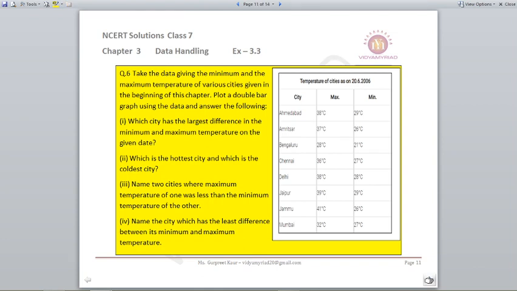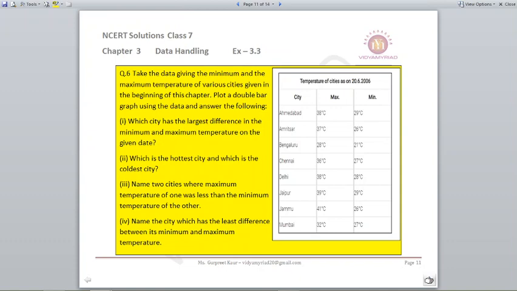Third part, name two cities where the maximum temperature of one was less than the minimum temperature of the other. Now see, maximum temperature of one and minimum temperature of the other. If you see, all the minimum temperatures are in the 20s line. The question is, the maximum temperature should be less than the minimum temperature. Now let us see the maximum temperature. Only Bengaluru is the case where it is in the 20s line, that is 28 degrees.